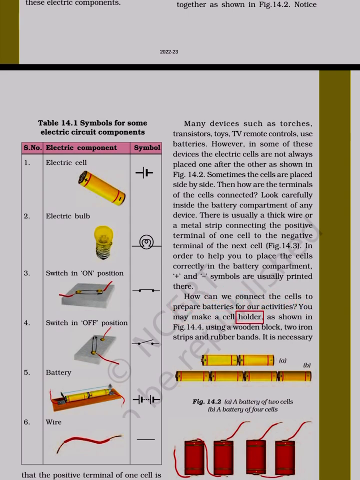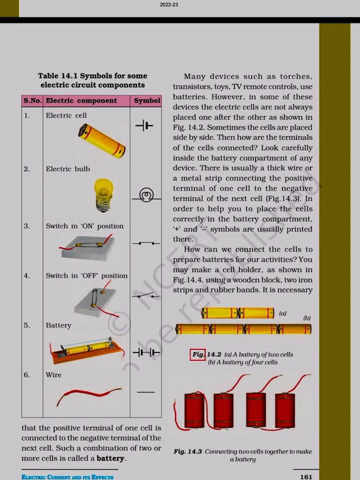You may make a cell holder, as shown in Figure 14.4, using a wooden block, two iron strips and rubber bands. Figure 14.2. A. A battery of 2 cells. B. A battery of 4 cells.